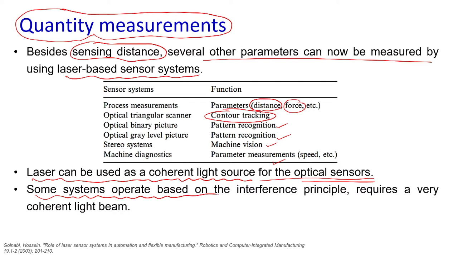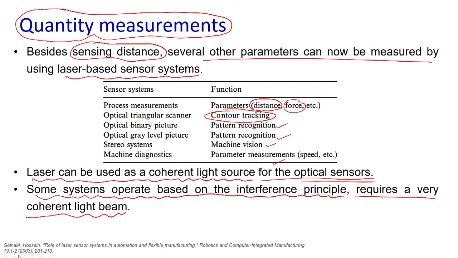Some systems operate based upon the interference principle and require a very coherent light beam. By collecting the interference pattern of coherent light beams, we can generate 2D patterns, or we can even generate the 3D topographical data of various surfaces. So lasers are very much useful to generate 3D topographical data, and based on that we can even compute various parameters such as the surface roughness, its Ra values and Rz values. Not only the surface roughness, based upon this interference data, you can even find out the form errors and a variety of other geometry or form parameters of the surfaces.